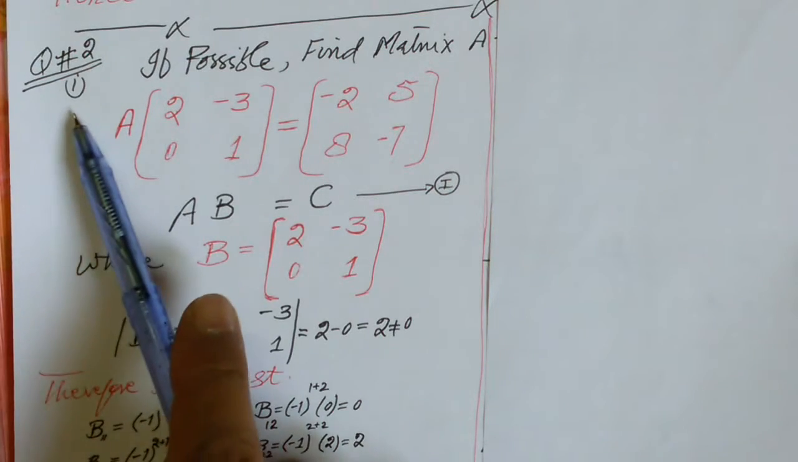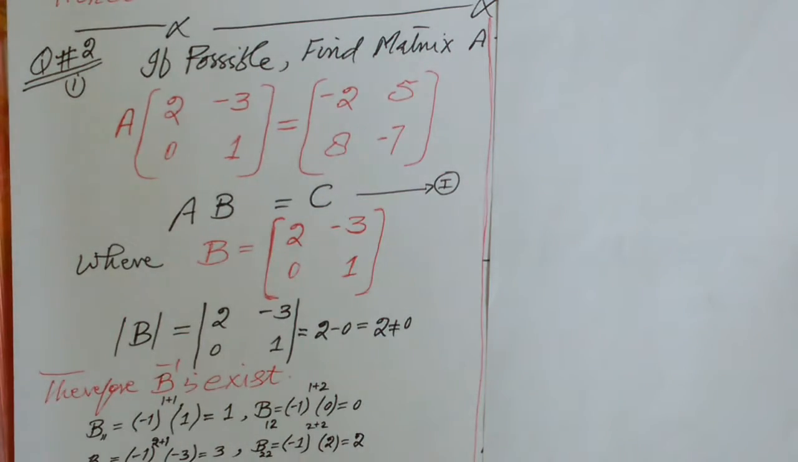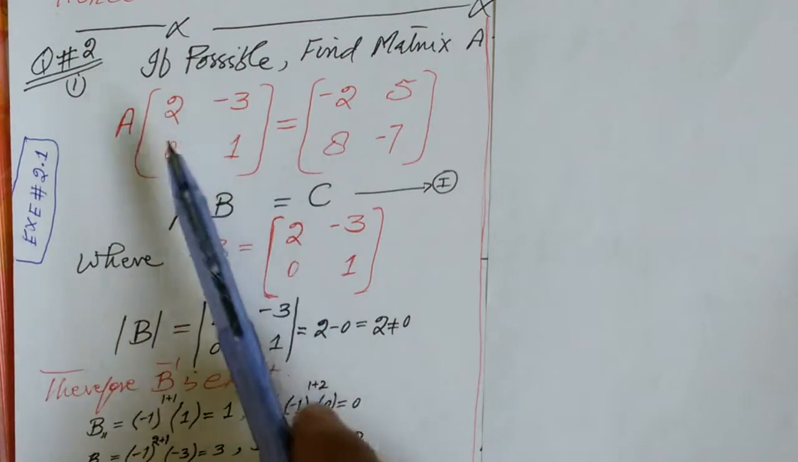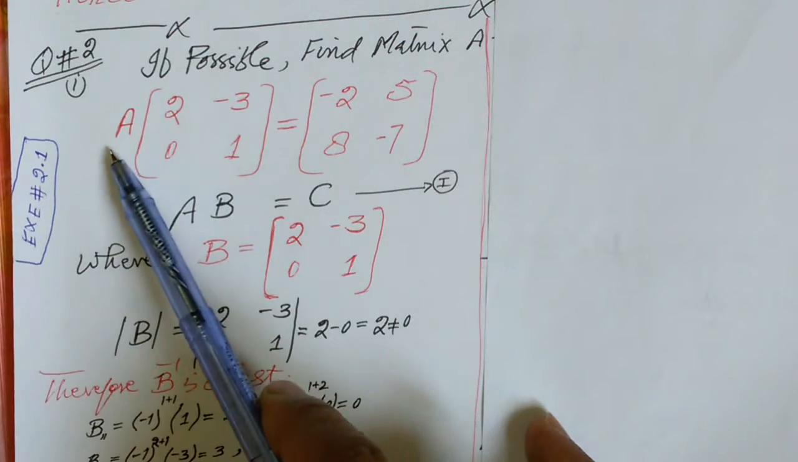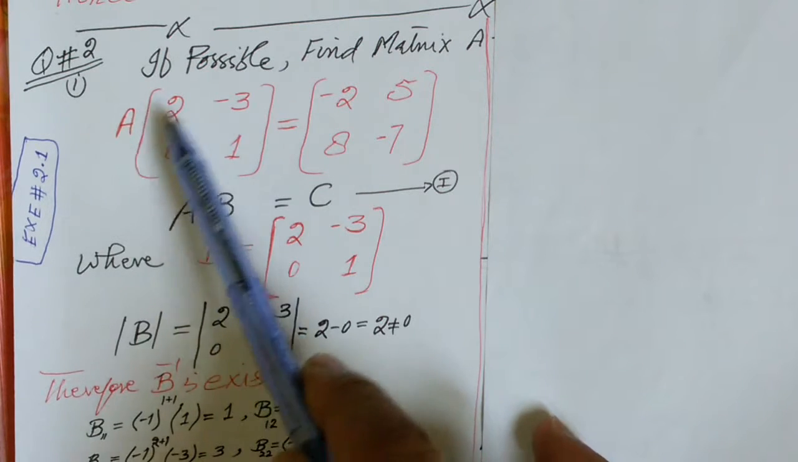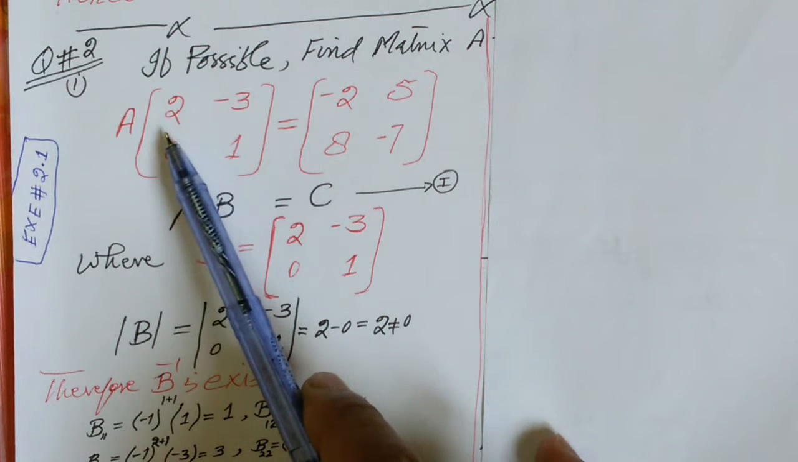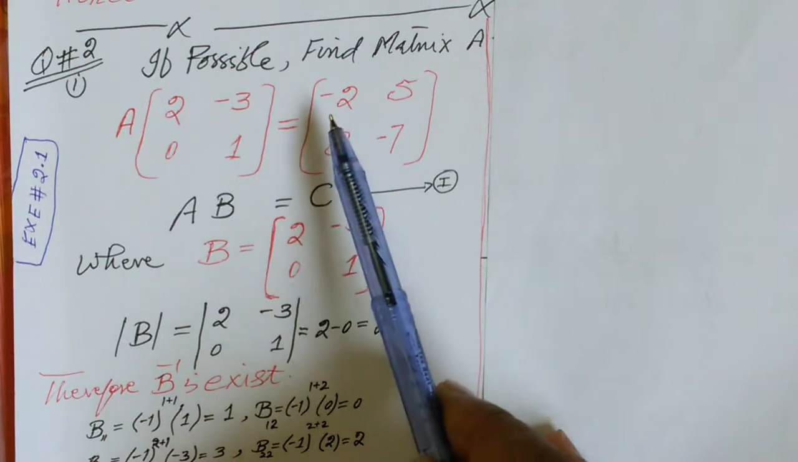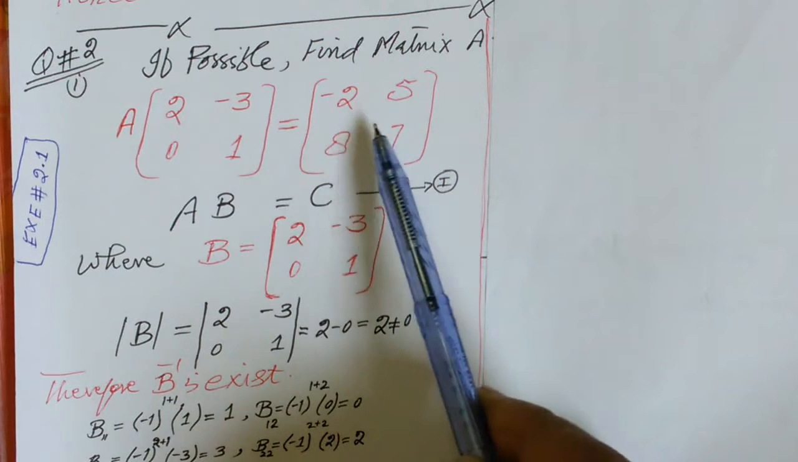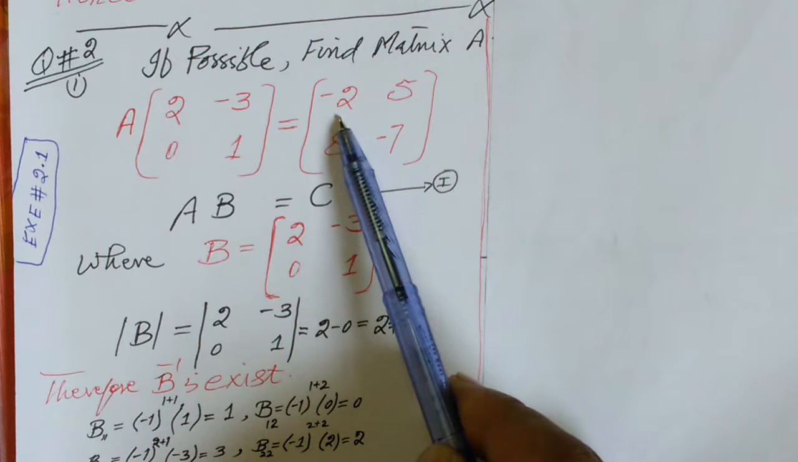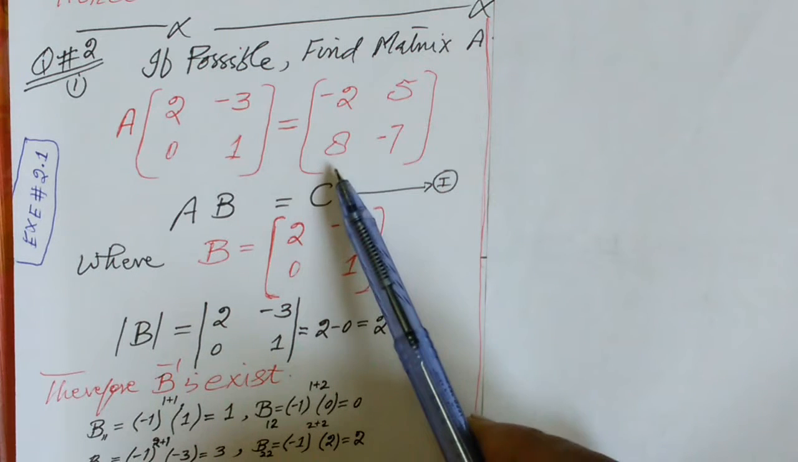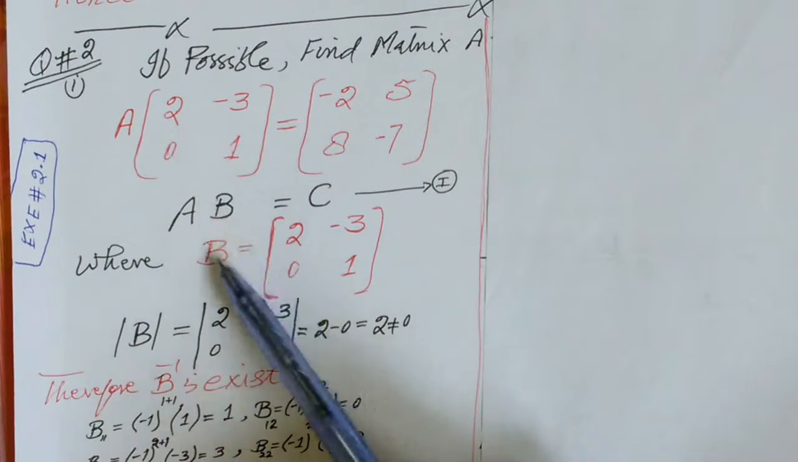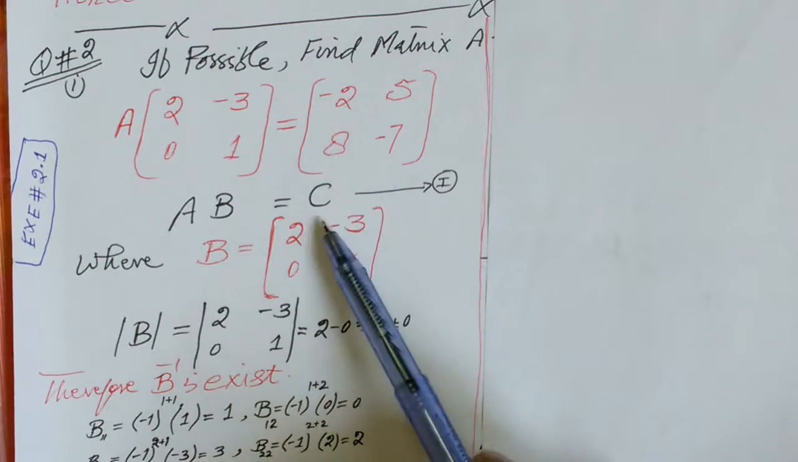Question number 2, part number 1, exercise number 2.1. The question is, if possible, find the matrix A. The matrix A is multiplied with the matrix whose first row is 2, minus 3, and second row is 0, 1, and the resultant matrix has first row minus 2, 5, and second row 8 and minus 7. Suppose this matrix is denoted by B and this matrix is denoted by C.